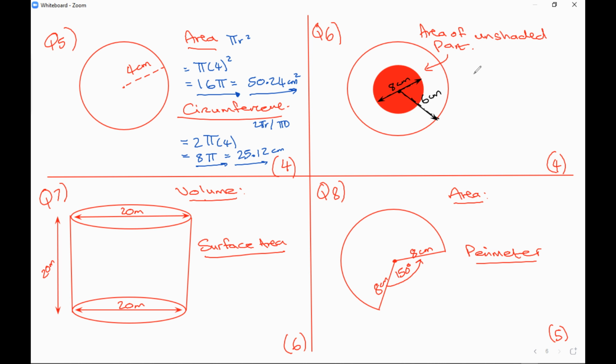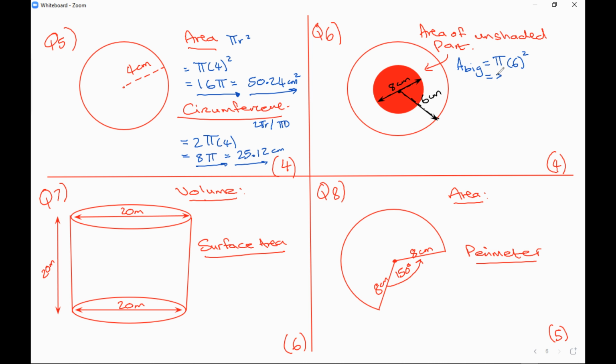Okay. The next one we have to calculate the area of the unshaded part, which is this entire region over here. So to do that, what we need to do is calculate the outside, or the big area, and then we calculate the small area, and then we subtract it, right? So I'm going to write the area big will be pi times 6 squared, because that's the big area's radius.